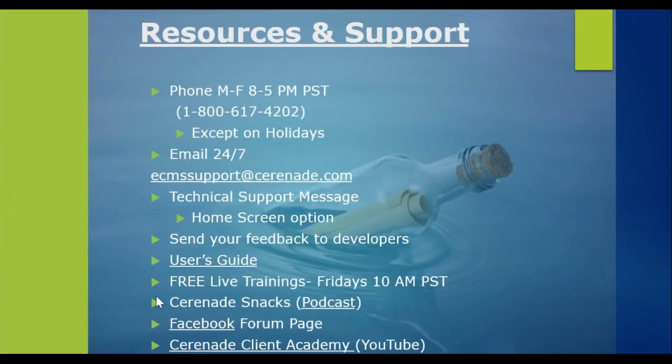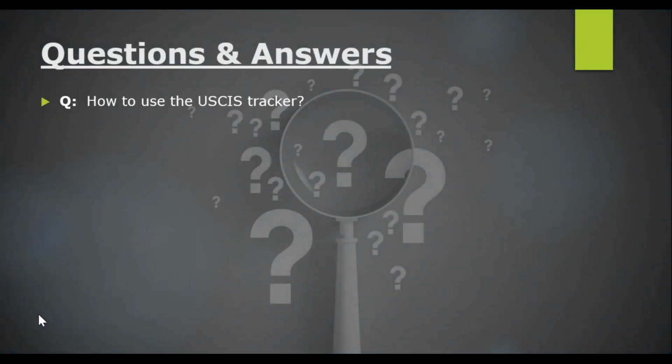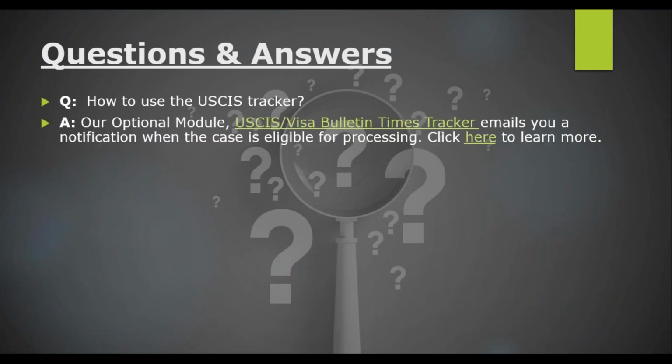All right, let's continue. Some of the questions that you guys sent prior to today's webinar were how to use the USCIS tracker. So it's an optional module that we offer called USCIS Visa Bulletin Times Tracker. And that one emails you a notification when the case is eligible for processing. I put the link right here. Please click on the link to learn more.